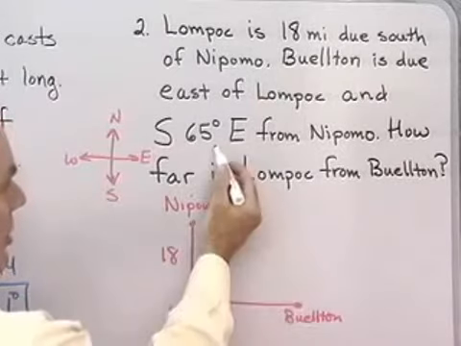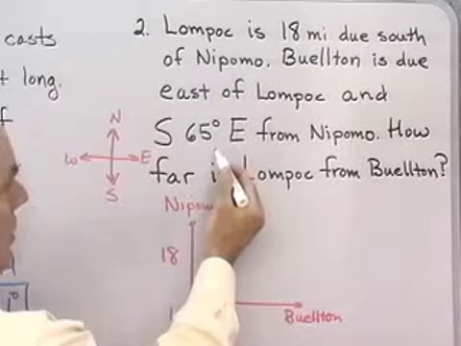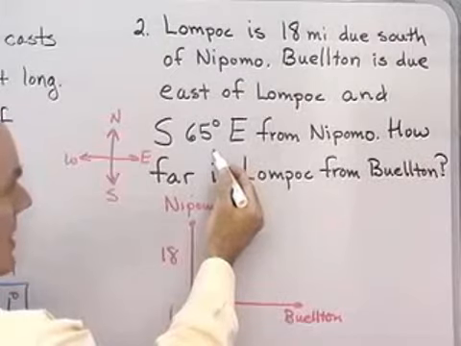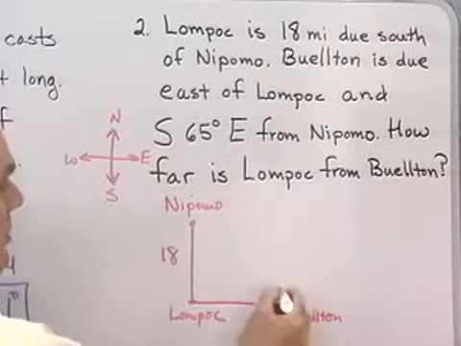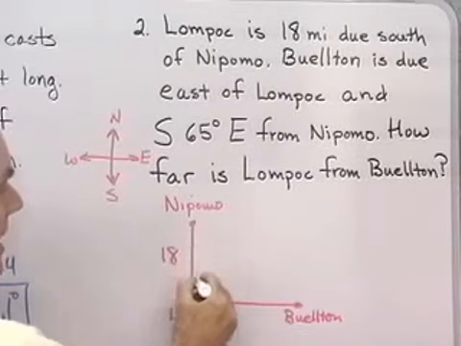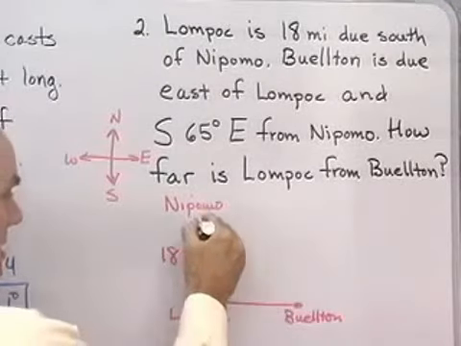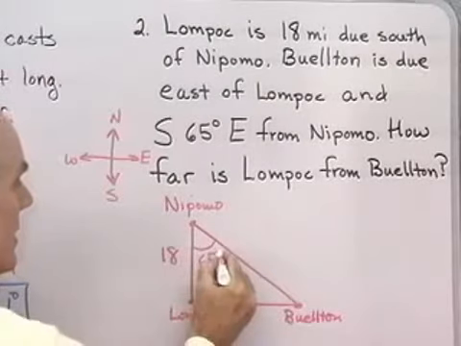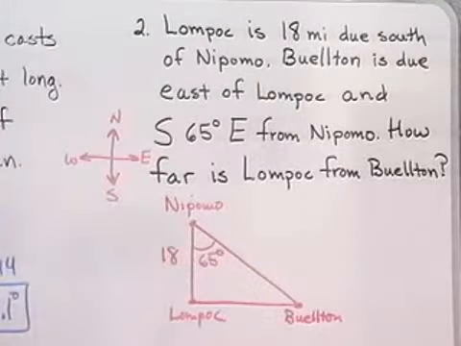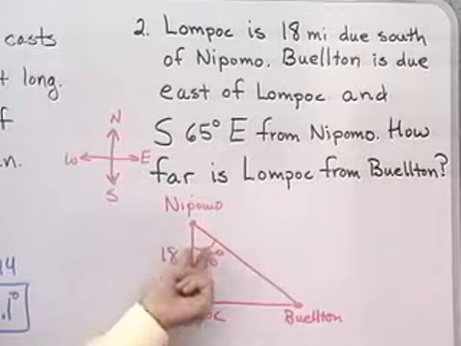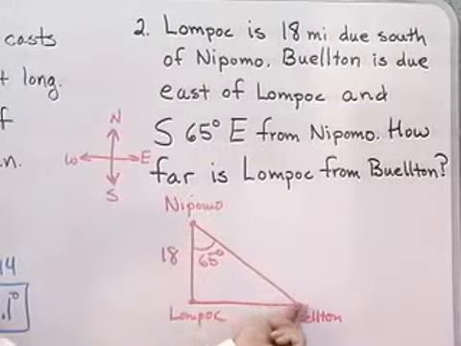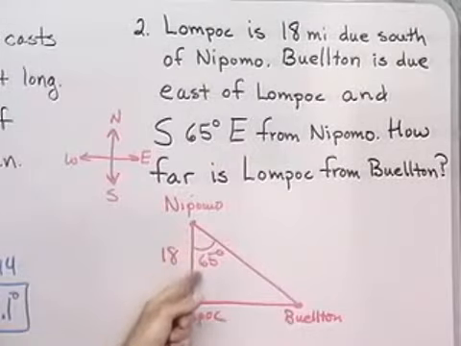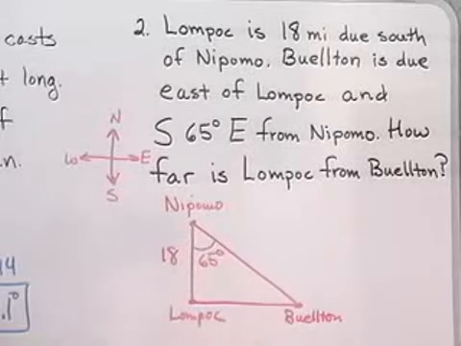That's what I'm looking for, but I know that Buellton is south 65 degrees east from Nipomo. So the bearing of Buellton from Nipomo is south 65 degrees east. So I'll draw this line in. That angle must be 65 degrees. So now does that look like the diagram that describes the situation? Lompoc is 18 miles due south of Nipomo. Buellton is due east of Lompoc and south 65 degrees east from Nipomo.